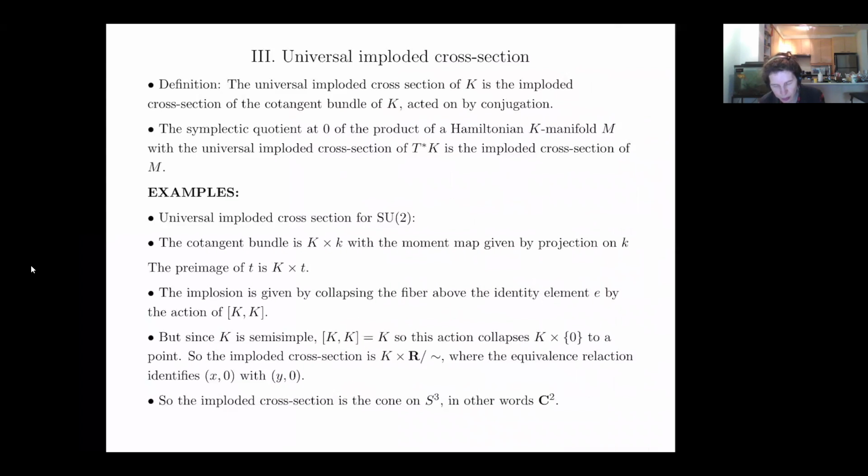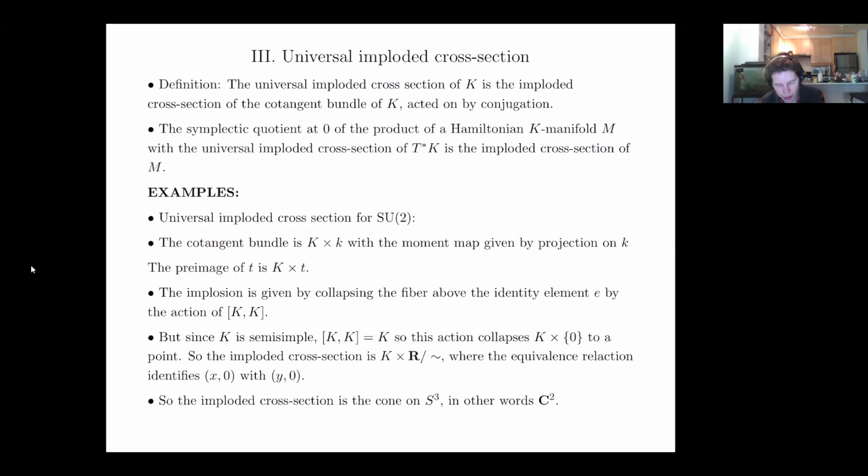The universal imploded cross-section is the imploded cross-section of the cotangent bundle under the action by conjugation. The symplectic quotient at 0 of the product of a Hamiltonian K manifold with the universal imploded cross-section of the cotangent bundle is the imploded cross-section of the original manifold. That's why we call it the universal imploded cross-section. So, some examples: the universal imploded cross-section for SU2.